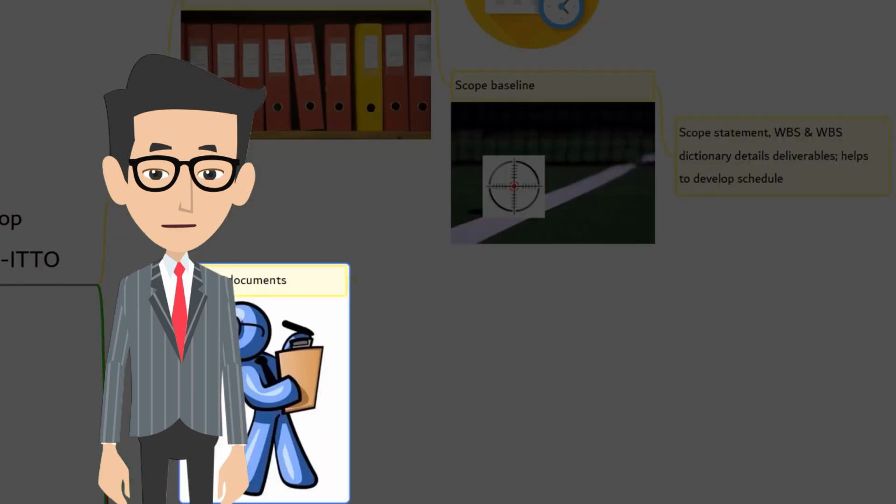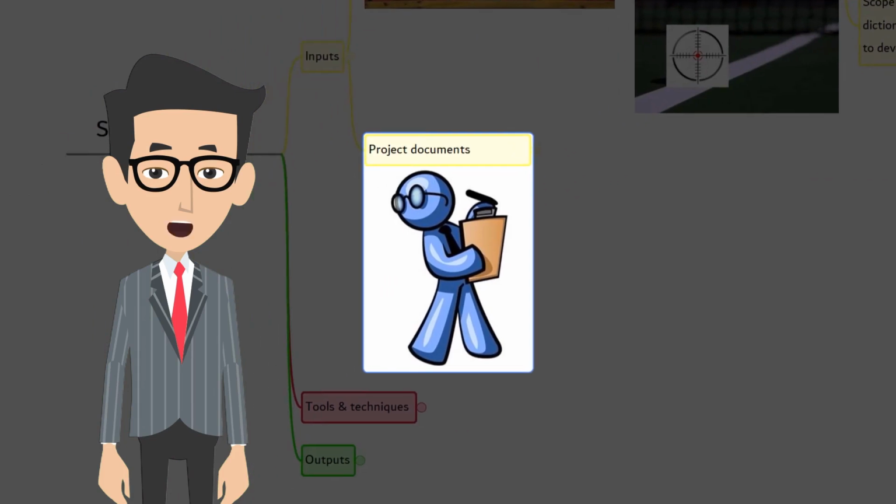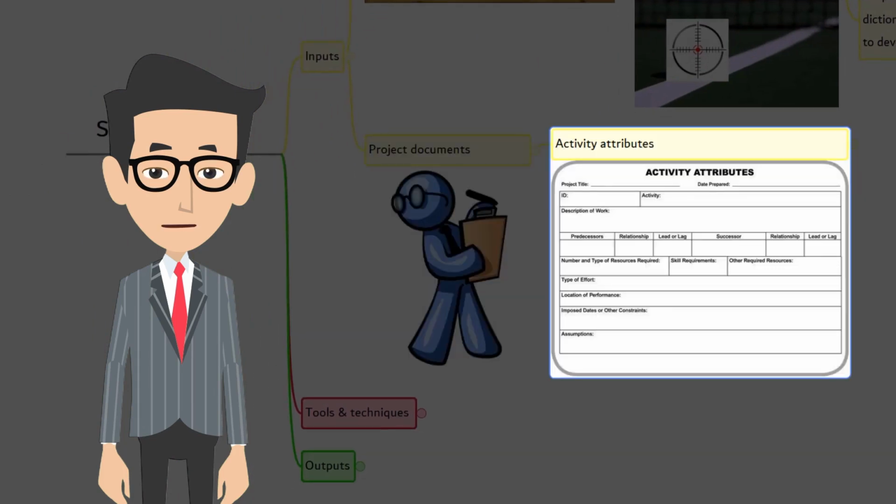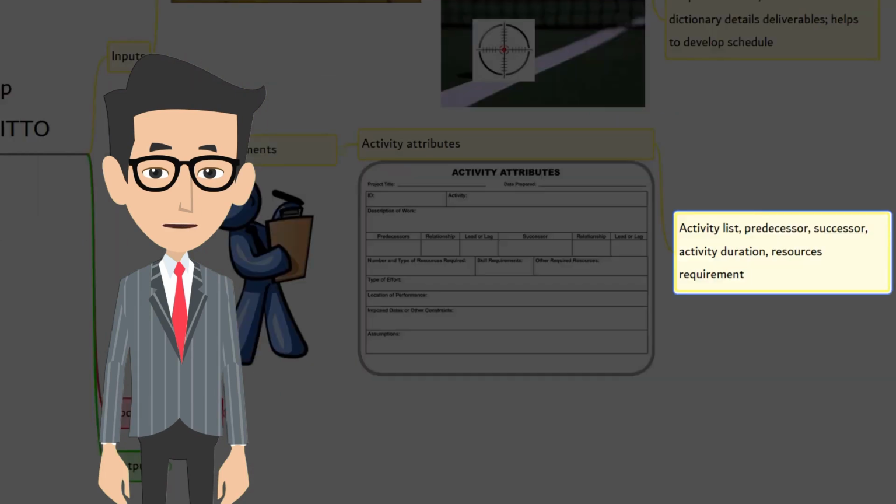The next input is project documents. There are a few in it. Let's look at them one by one. Activity attributes. While developing the project schedule, the activity attributes such as activity list, predecessor, successor, activity duration, and resource requirements will be helpful, so they become part of input.